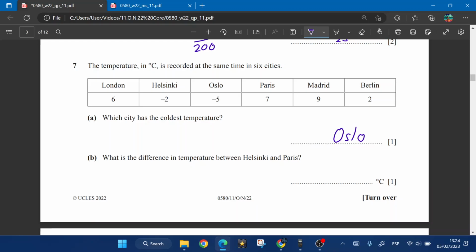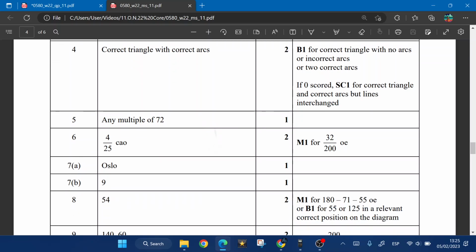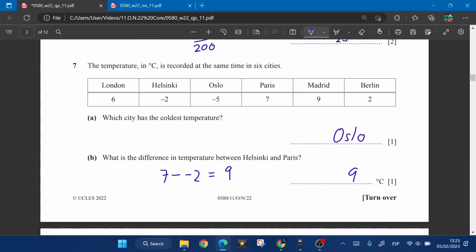Okay, when we do difference, we need to subtract. So we're subtracting a negative answer here. Two negatives make a plus. The difference being 9 degrees Celsius. Okay, the big question here is, what if you put -9? I honestly don't know, but they'll mark it correct. Just the difference is 9 degrees Celsius.